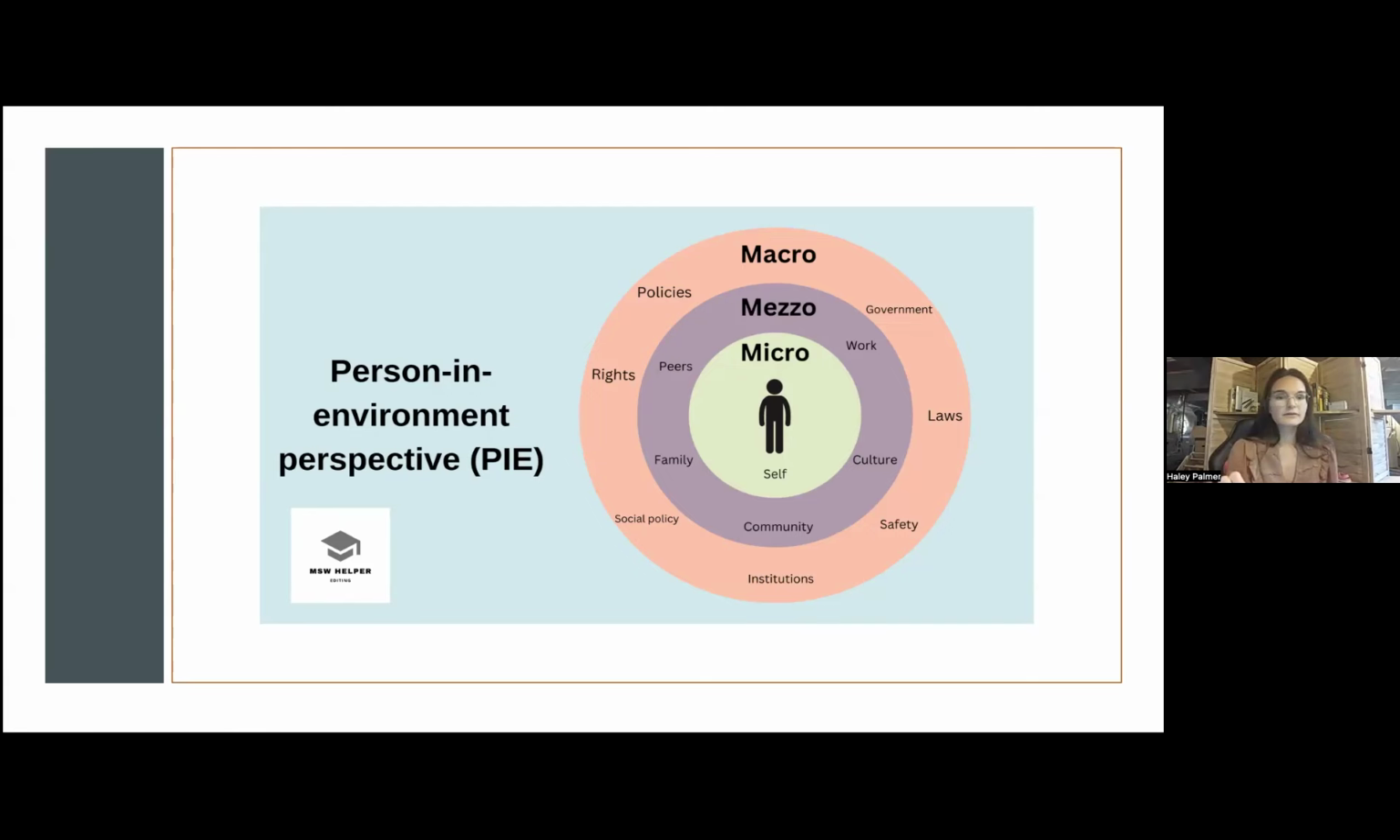So our micro level here is our self, and then our meso level here is who people are interacting with outside, such as peers, work, family, culture, church. And then, of course, our macro level, which are legal policies, rights, social policies, institutions, safety, regulations, laws, and government policies.